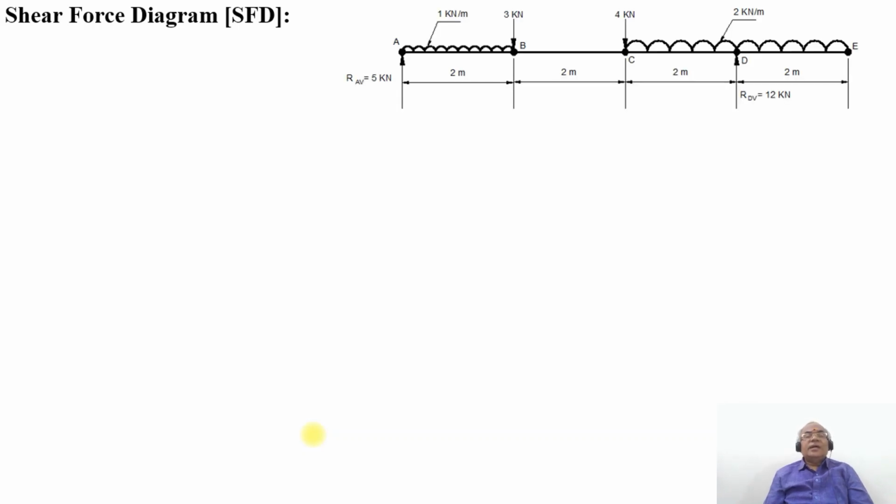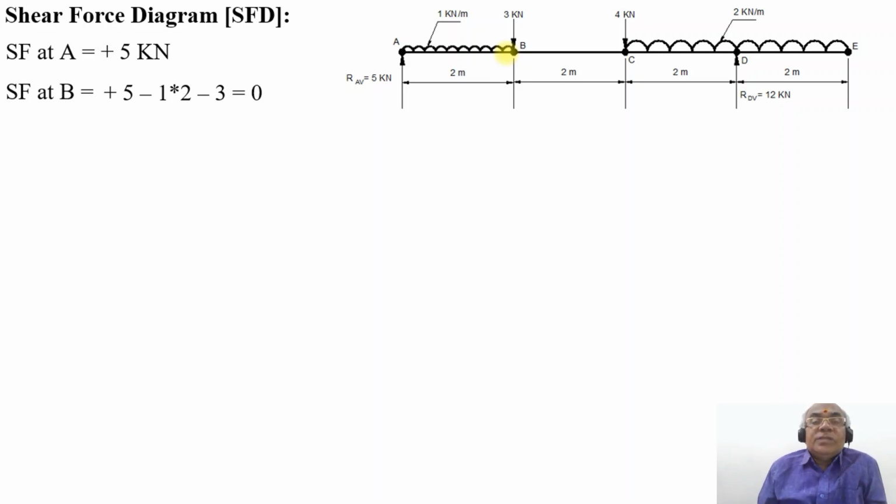When it comes to the shear force diagram, first we need to find the shear force at each and every point. SF at A is positive, as taking the section toward the left-hand side, the left side of the section acting upwards is positive according to the Hayes convention. SF at A will be equal to plus 5 kilonewton. SF at B will be plus 5 minus 1 into 2 minus 3, which will be equal to 0.